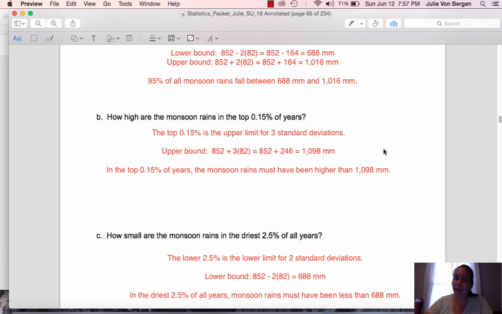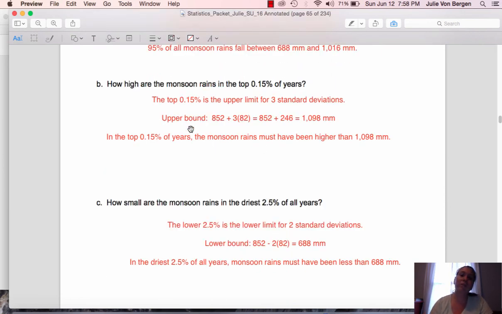So question B asks, how high are the monsoon rains in the top 0.15% of years? So this would be real extreme values or real rare years. So the top 0.15% is the upper limit for 3 standard deviations. So we just need to find the upper bound here. So we start with the mean, 852 millimeters, and we add 3 times the standard deviation. And remember, order of operations, we're going to multiply 3 times 82 first. So we have 852 plus 246, and we have 1,098 millimeters. So we can say in the top 0.15% of years, the monsoon rains must have been higher than 1,098 millimeters.